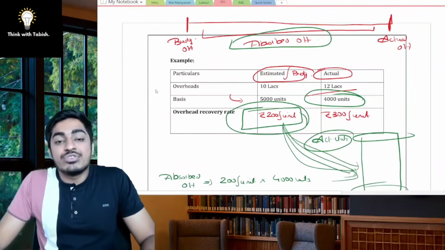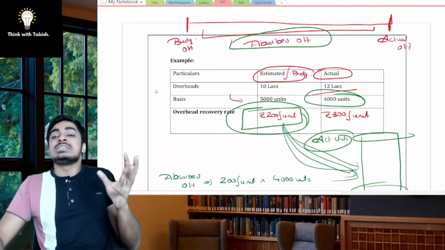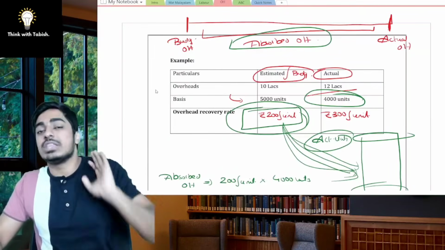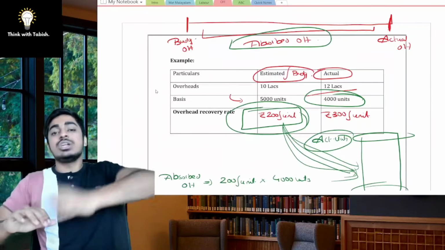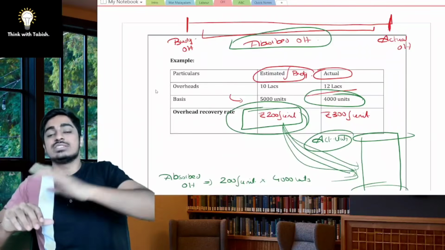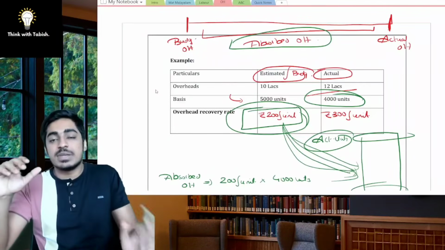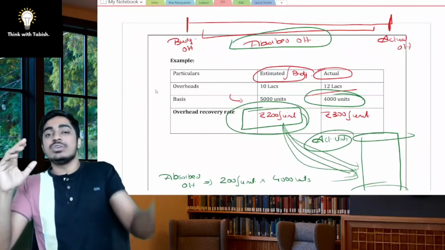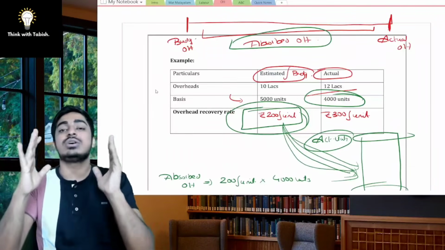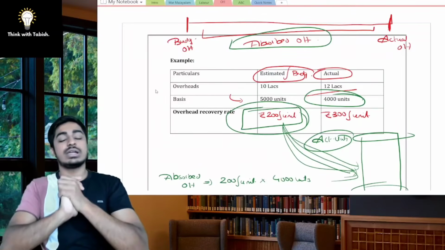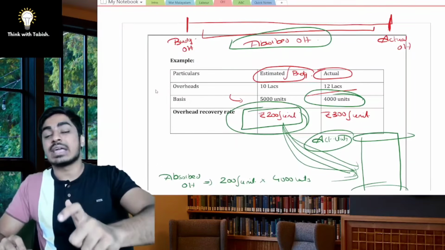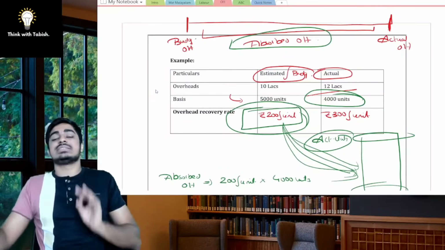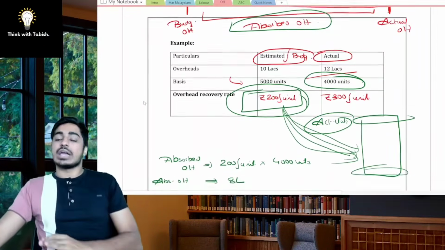Next, what is absorbed overheads? Using budgeted overheads, we got a recovery rate. Suppose the recovery rate is 200 per unit. For every unit we are manufacturing, we say 200 is the overhead. 5 units we manufactured, 5 into 200. 10 units we manufactured, 10 into 200. For every unit, we go on absorbing the overhead. How do we get absorbed overhead? It is nothing but overhead recovery rate into actual basis.